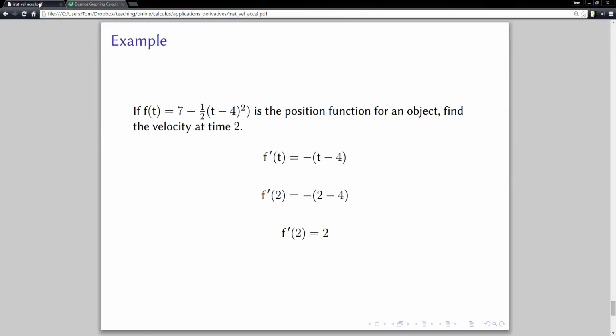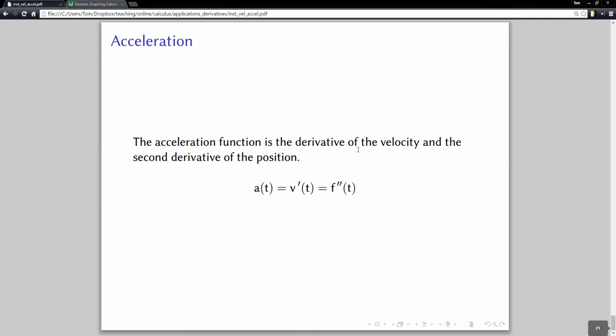All right, so that is the situation for the velocity. The velocity is the derivative of the position function. The last thing in this video is acceleration. Acceleration, remember, is the rate of change of the velocity with respect to time. So in a very similar situation, if you want the acceleration function, the acceleration function is the derivative of the velocity function. And since the velocity is the derivative of the position function, that would also make the acceleration function the second derivative of the position function.